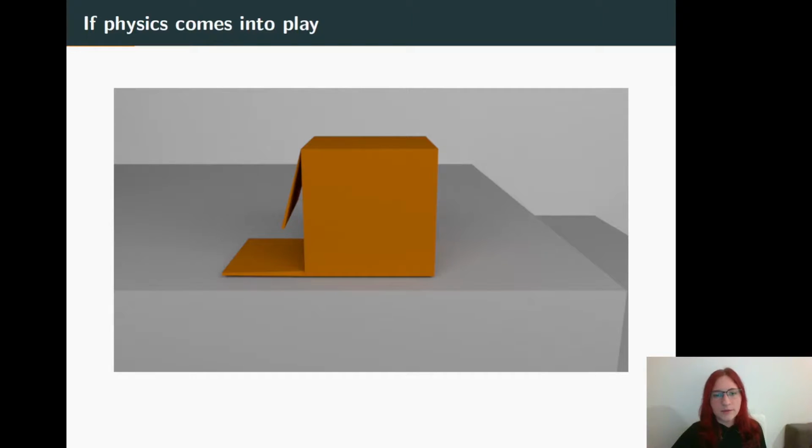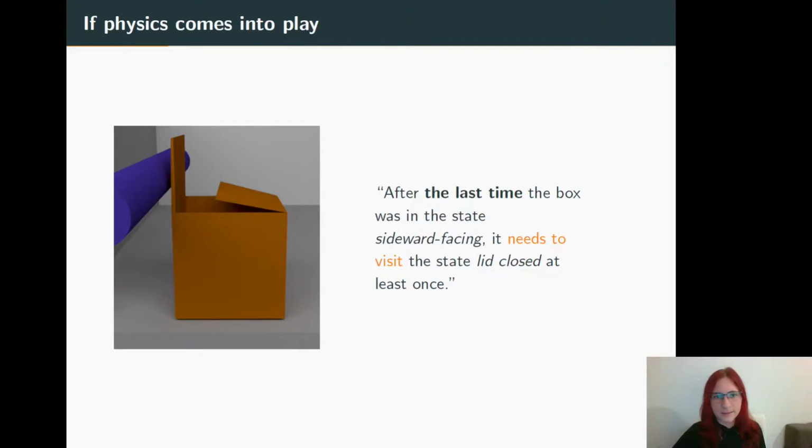But this does not prevent us from opening the lid again. So what we really want to have is that after the last time the box was in the state sideward facing, it needs to visit the state lid closed at least once. So what we are doing here is we are comparing the last times a state is reached.